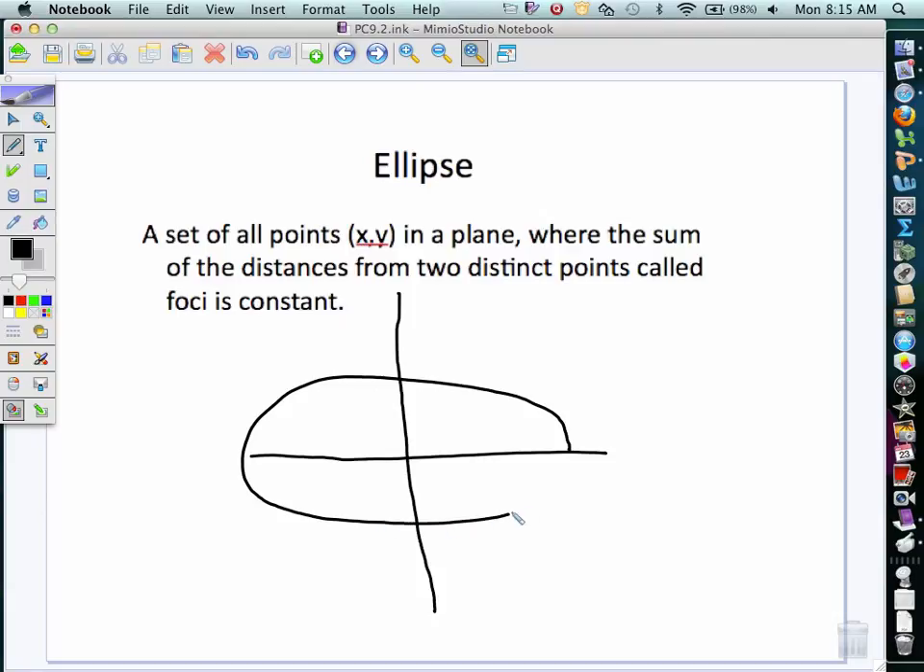Here's an ellipse. Here are all the important parts that we have with an ellipse. We've got a center, we also have 2 points that are called the foci, or the foci. And they are just inside the ellipse. Just inside.